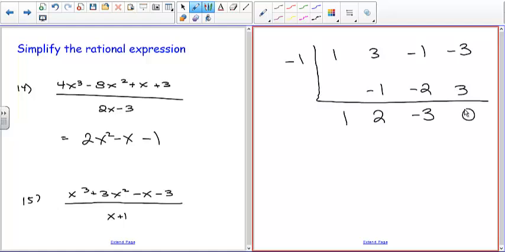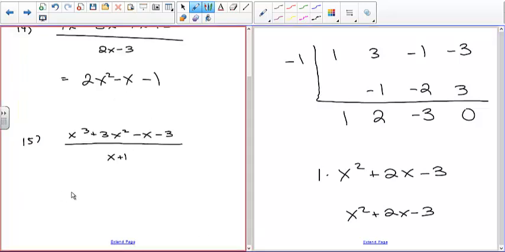It's 0, a remainder. So what this leaves us with is 1x squared plus 2x minus 3, or x squared plus 2x minus 3. So this is equal to x squared plus 2x minus 3. Okay, so we're done.